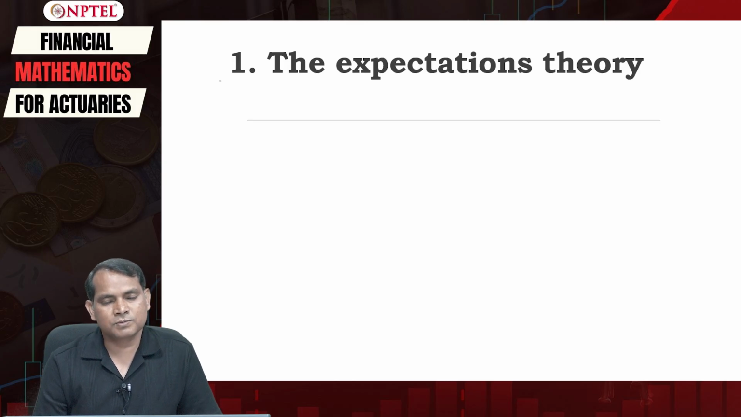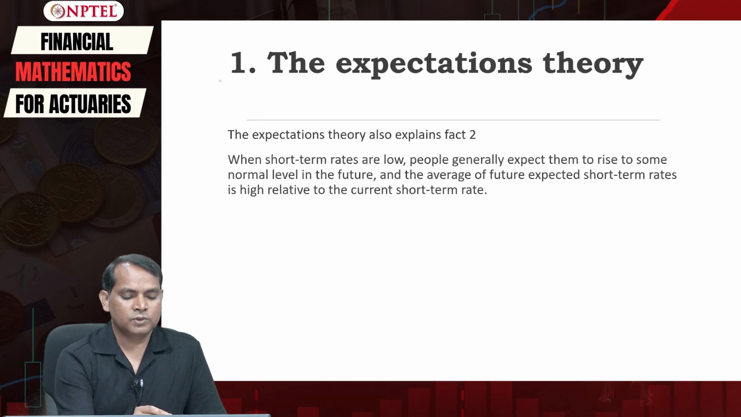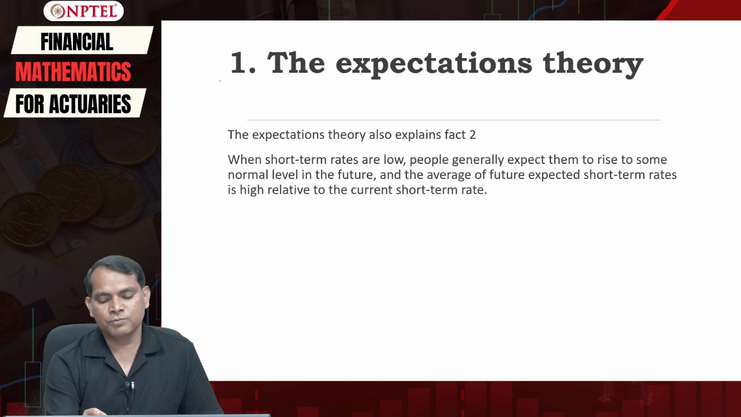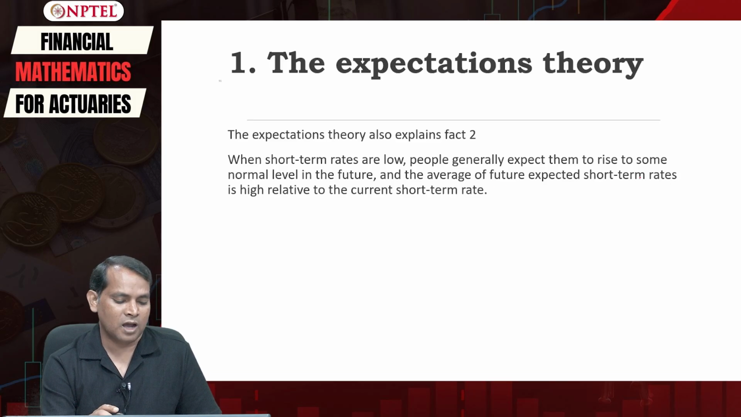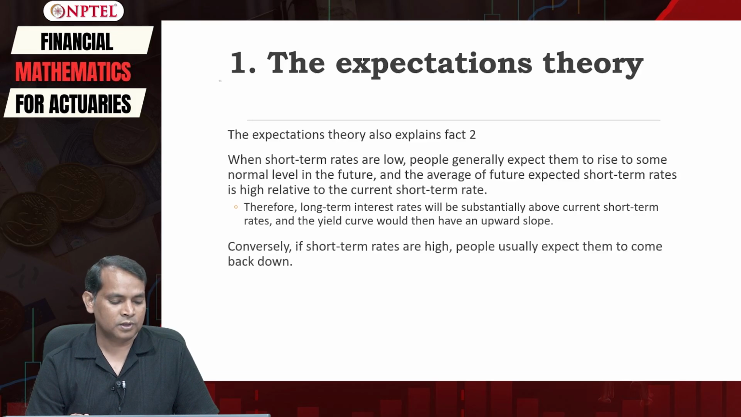Now, whether it could explain the stylized fact 2? Yes, it could also explain the stylized fact 2. What it says is, when short term rates are low, people generally expect them to rise to some normal level in the future, and the average of future expected short term rates is high relative to the current short term rate. Therefore, long term interest rate will be substantially above the current short term rates, and the yield curve would then have an upward slope, right?